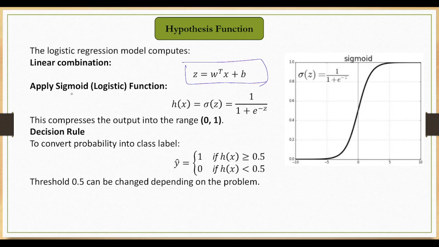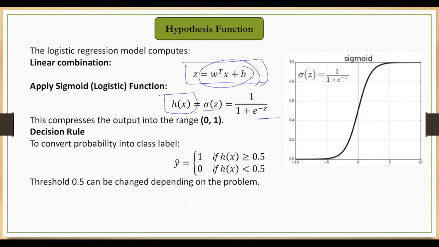So when we apply this function, our hypothesis function will be h of x equal to sigma of z, and we convert this into 1 upon 1 plus e raised to minus z. We can also replace z with this function, w transpose x plus b. So this is our hypothesis function here.